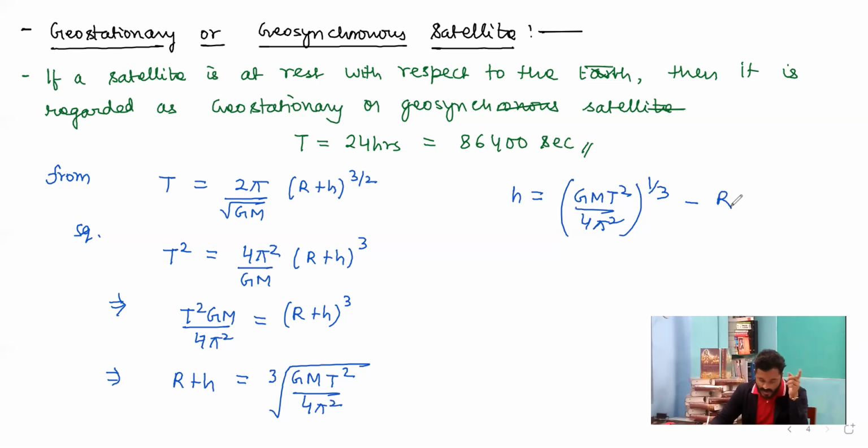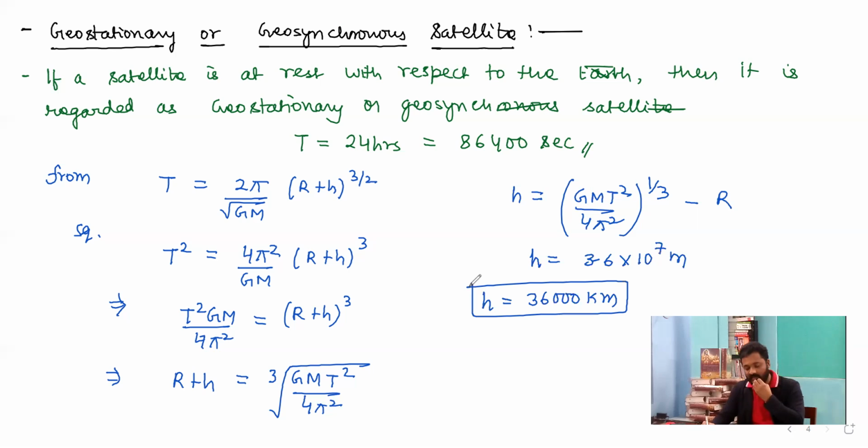So if I put capital G as 6.67 into 10 to the power minus 11, and the other parameters, 4 pi square, T is 24 hours, and the radius of Earth is 6400 kilometers, we end up getting the value of h as 3.6 into 10 to the power 7 meter, or it can also be written as 36,000 kilometer. So if a satellite is at a height of 36,000 kilometer, then it will behave like a geostationary or geosynchronous satellite.